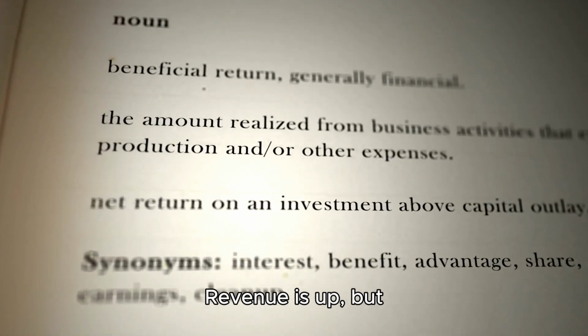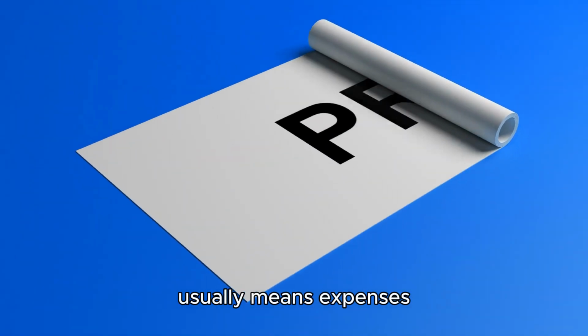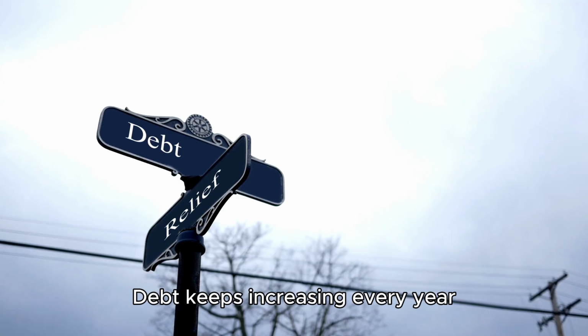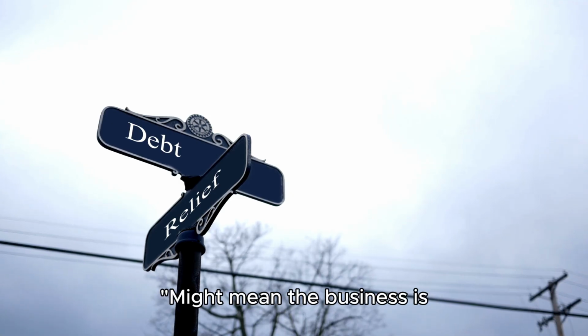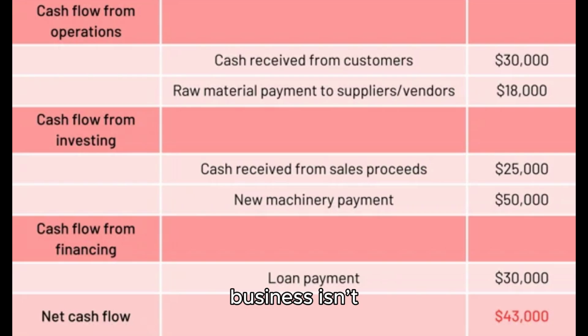1. Revenue is up, but profit is down. That usually means expenses are out of control. 2. Debt keeps increasing every year. Might mean the business is relying on loans to survive. 3. Cash flow from operations is negative. That means the core business isn't generating cash, dangerous long-term.